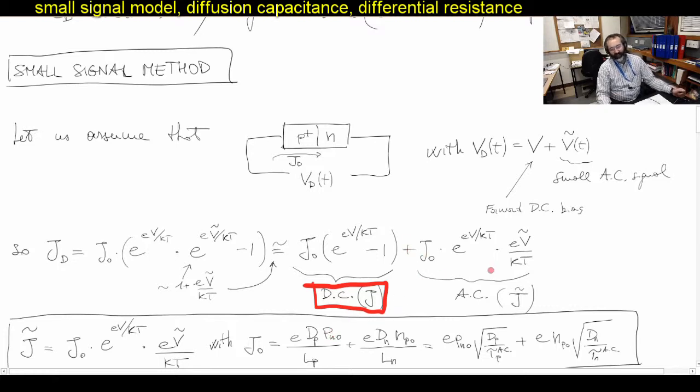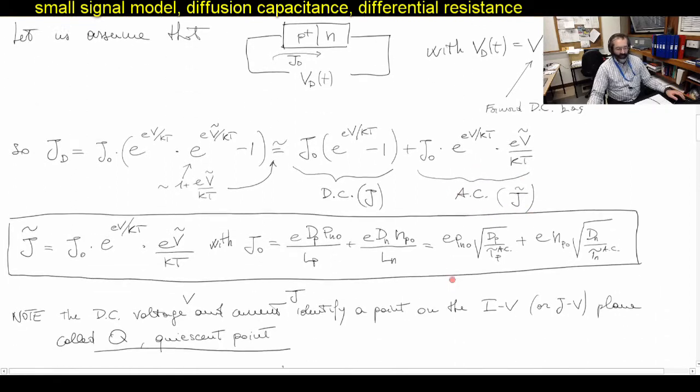Plus, and this is the term that is now AC, the component of the current that is actually oscillating. This is J0 e to the eV over kT times eV tilde over kT. As you can see, the oscillation is the result of the presence of V tilde here. All the other terms are constants. Okay, so this is our AC current, which we will call J tilde.